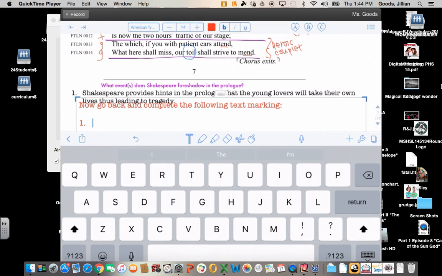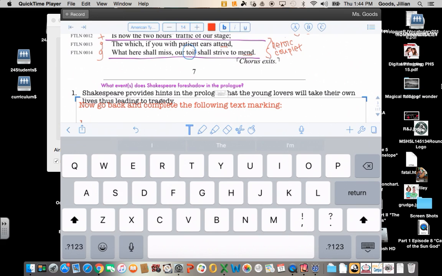All right, now you are going to go back, and I want you to do this part independently. So in red, underneath where you just answered that, I want you to type this along with me. So I said, now go back and complete the following text marking. And there are some very specific things you're going to go back and text mark. So the first is imagery.